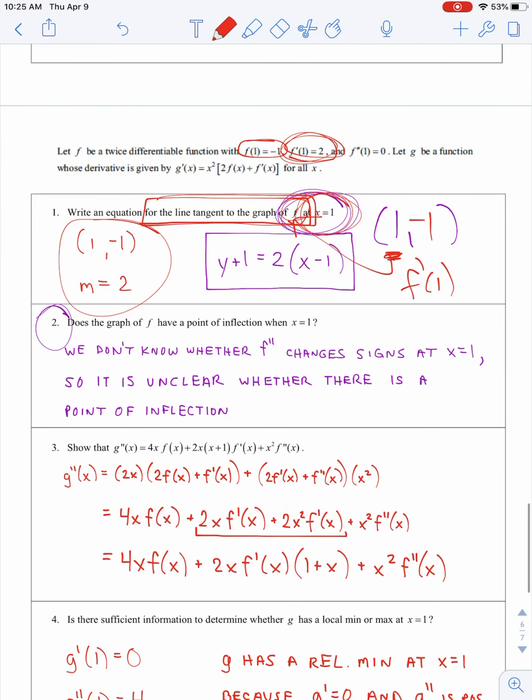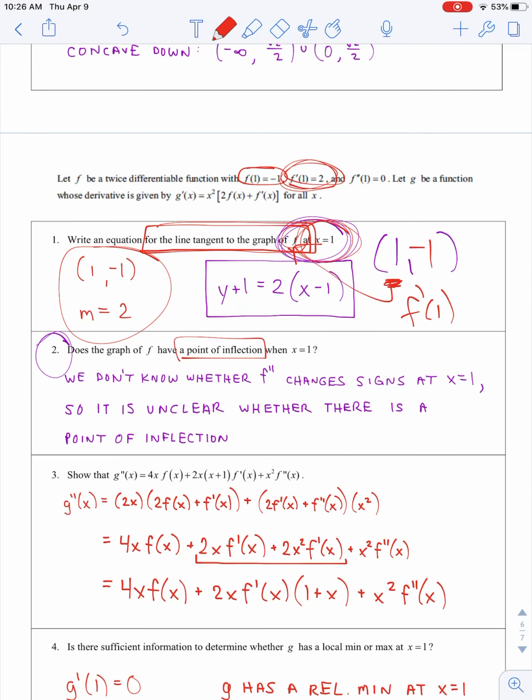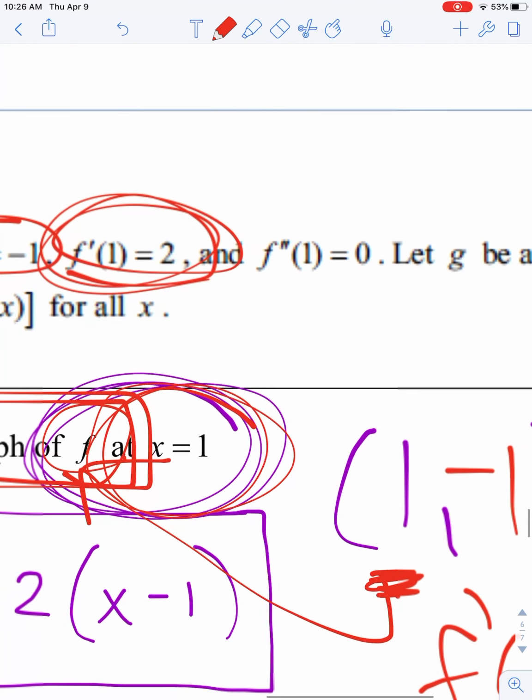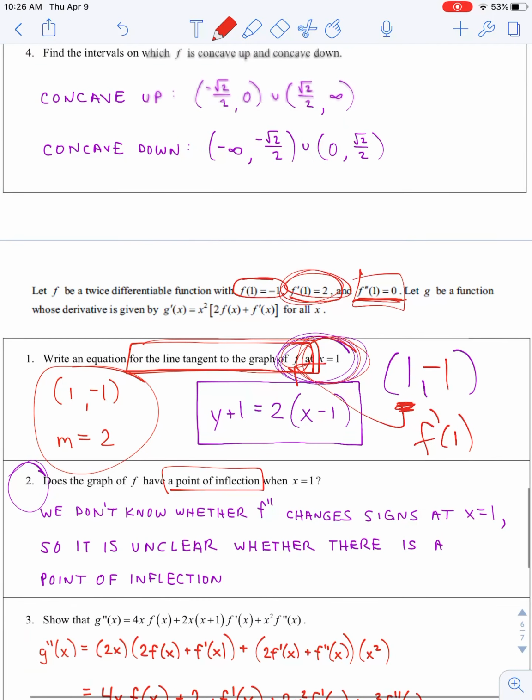Then for number 2, it says, does f have a point of inflection? Remember, a point of inflection occurs when the second derivative changes signs. So we come up here, and we're talking about f again. All we know is that the second derivative of f at 1 is 0. We don't know if it changes signs.